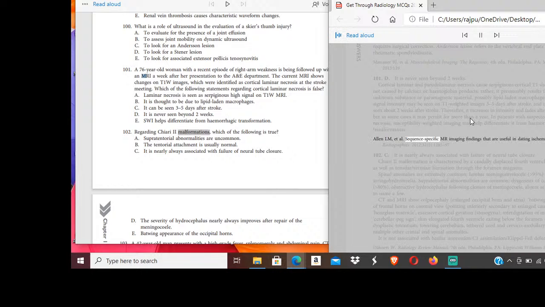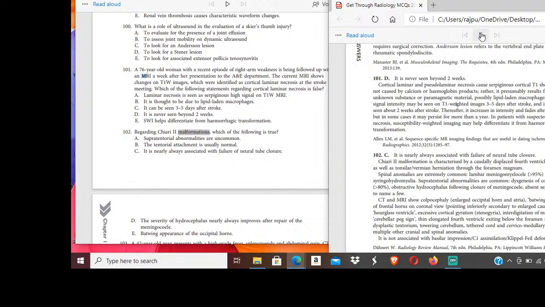Allen LM, et al. Sequence-specific MR imaging findings that are useful in dating ischemic stroke.